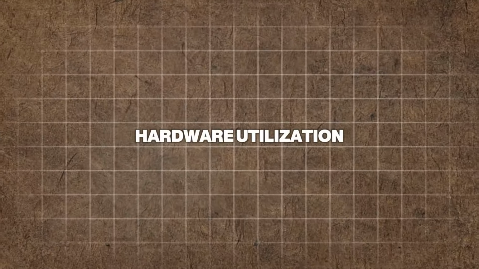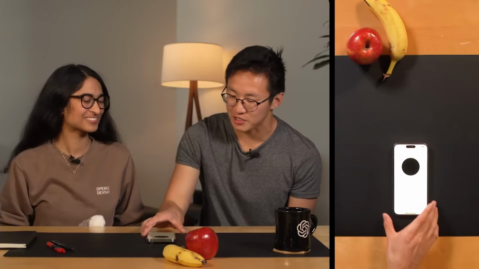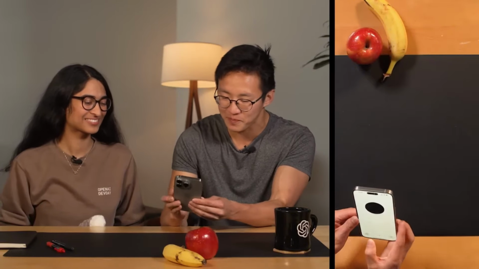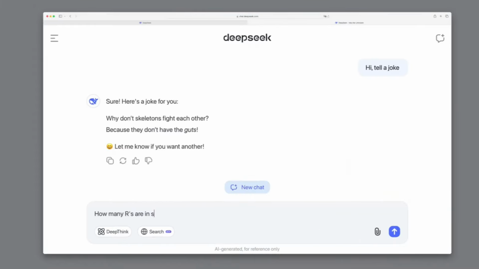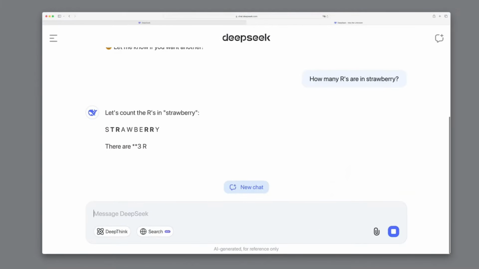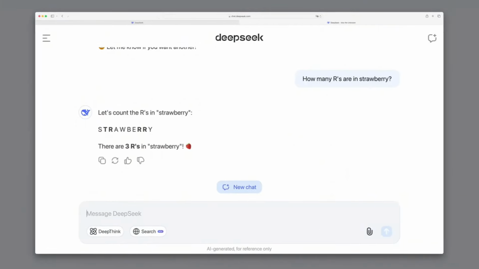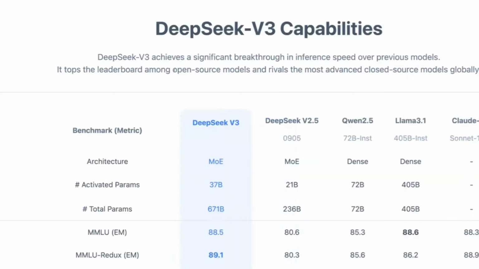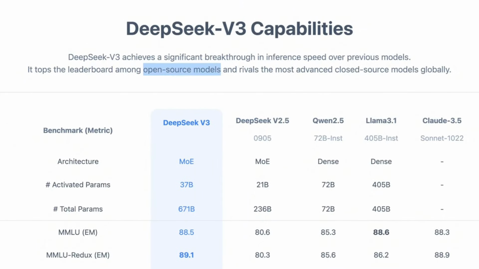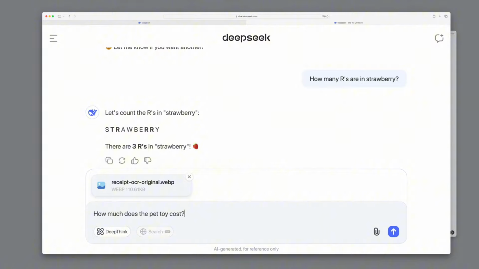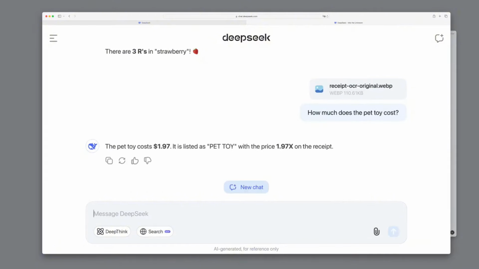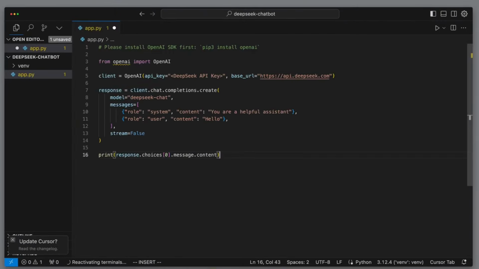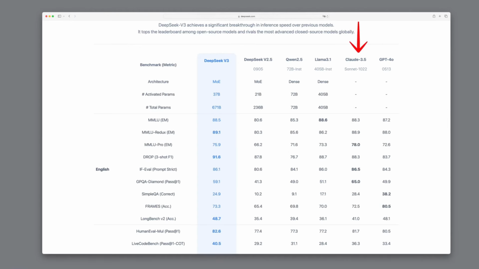Hardware utilization. The hardware used to train these models plays a crucial role in determining their overall cost. DeepSeek V3 is trained on NVIDIA H800 GPUs, which are considered mid-tier in terms of performance, but are well suited for the type of training DeepSeek requires. These GPUs are optimized for DeepSeek's modular architecture, allowing the model to train efficiently while using fewer resources compared to more powerful alternatives.